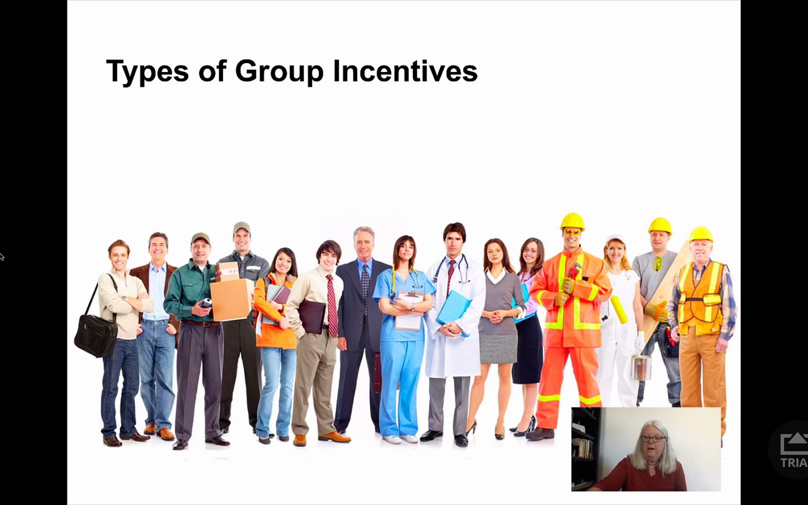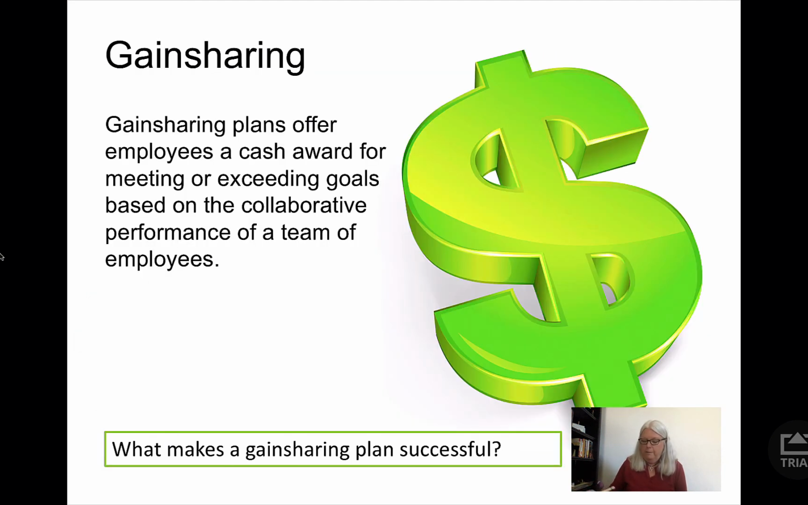Okay. Next we have group incentives. These are also team incentives if you have work teams, because some of the individual incentives really discourage teamwork. They can be very competitive. So we also need to consider team type of bonuses. They can be based on increasing productivity or decreasing cost, are the two most popular. The most popular one's called gain sharing.